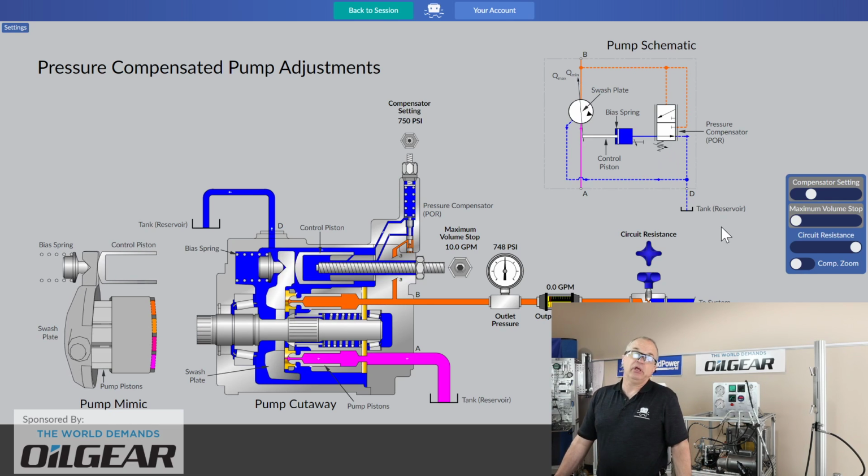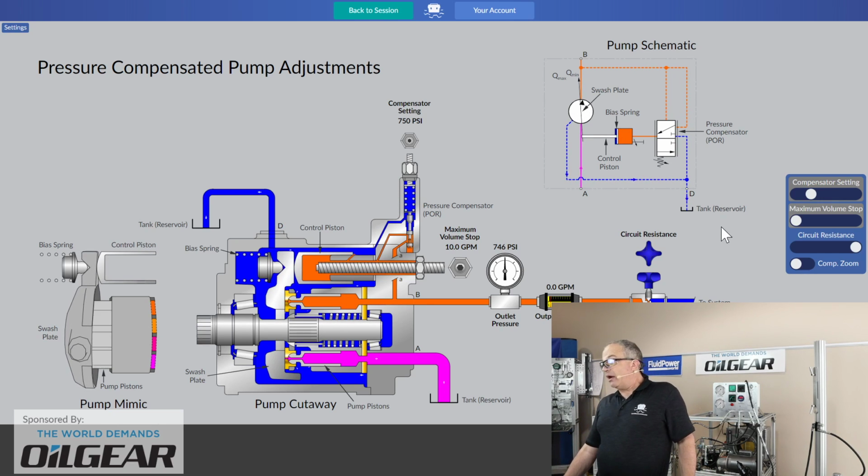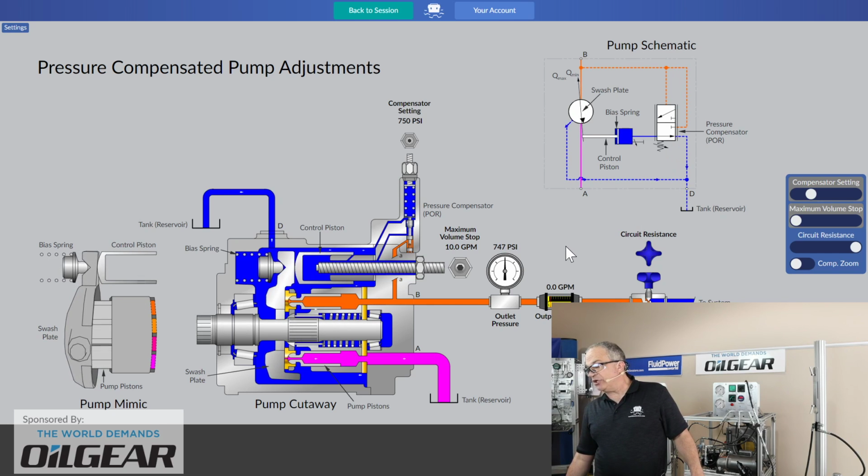All right, so we're set to 750 psi, and we're in the right state for having made that adjustment. If we want to make that other adjustment that we were going to cover in today's session, which is the maximum volume stop, that one's down here. And you can see right now that the maximum volume stop, a threaded rod coming in through the center of our control piston, it's not even touching. So probably this is not a good time to adjust the maximum volume.